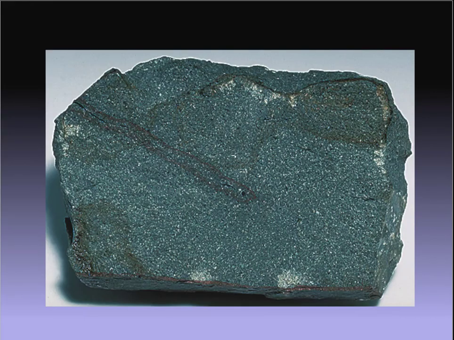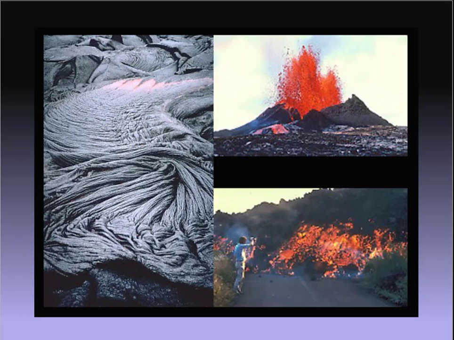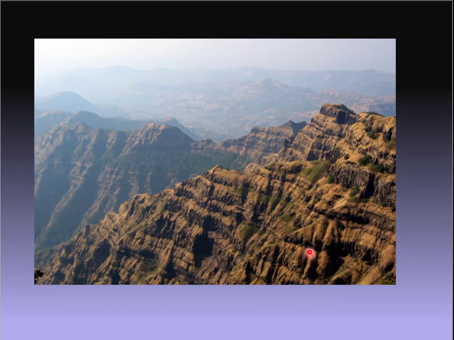Here's what a mafic igneous rock looks like. This is basalt, right? Hawaii is basalt. The entire seafloor is basalt. Usually when you see lava flows, they are basalt. This is the Deccan Traps in India, a whole bunch of lava flows stacked one on top of each other.